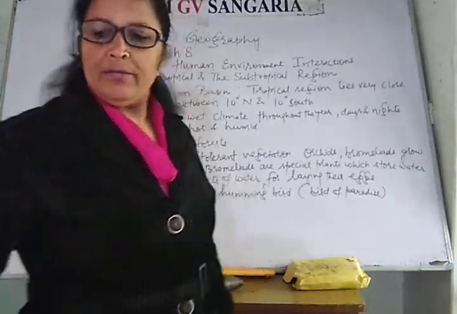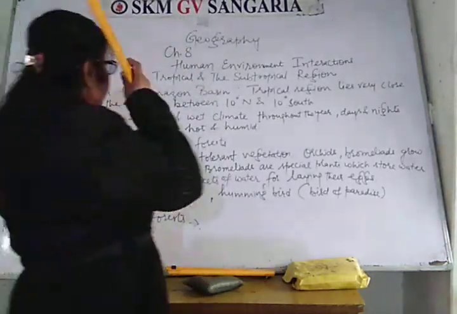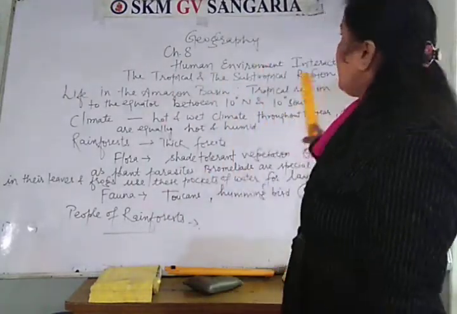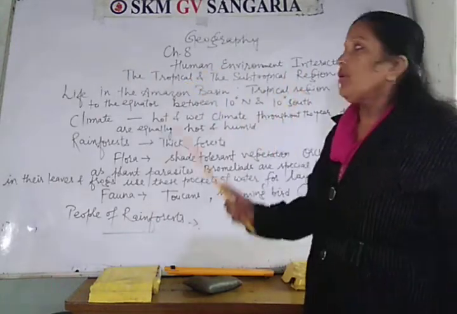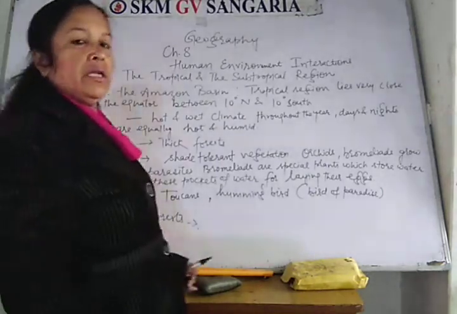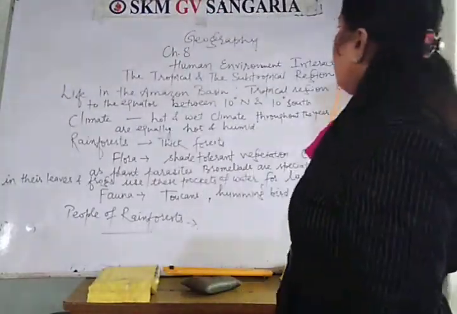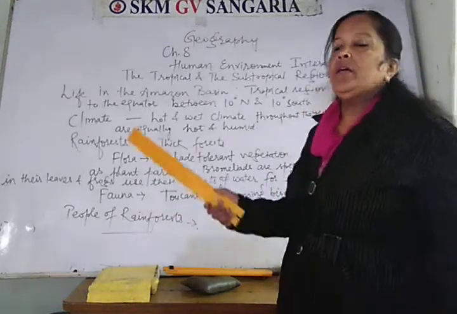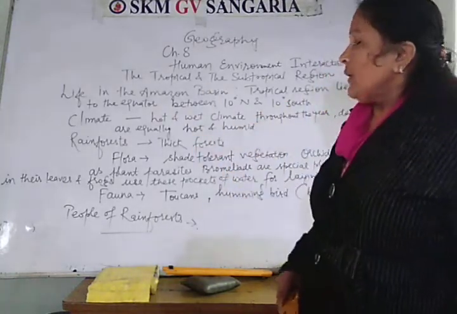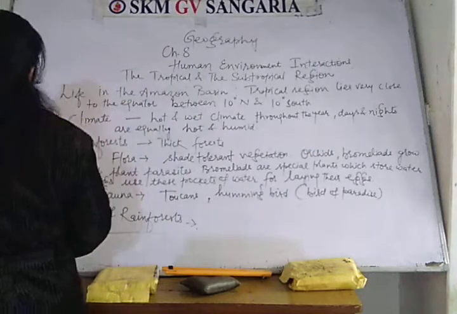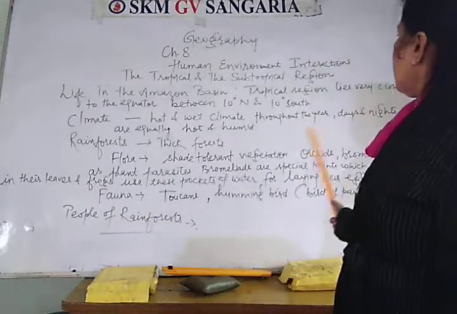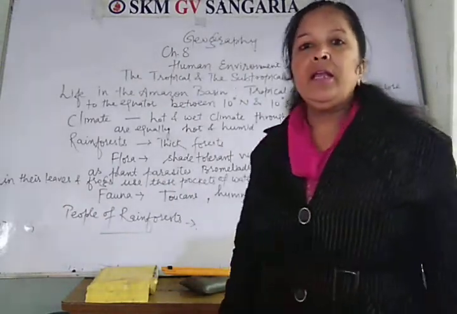So till now what you have learned, students? This is chapter number 8, human environment interactions, the tropical and the subtropical region. So today you are learning about the life in the Amazon basin. This tropical region lies very close to the equator, between 10° north to 10° south. Then you will learn about its climate. Climate of this Amazon basin is hot and wet climate. Throughout the year, days and nights are equally hot and humid.